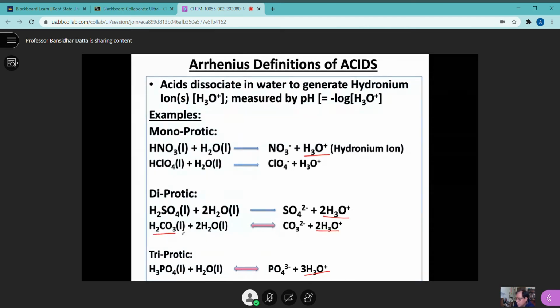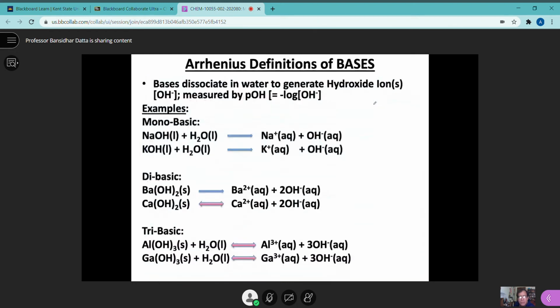We'll classify. I'll give you the list of weak acids and strong acids very soon, based on the dissociation. And how do you measure the concentration of hydronium ion? Negative log of the concentration of H3O+, the hydronium ion. Likewise, you can do the same thing with the bases. Bases dissociate into cation with its hydration shell and anion with its hydration shell. If one hydroxide ion comes from the base, it's monobasic. Two hydroxide ions from one molecule of base, dibasic. Three hydroxide ions from the base, tribasic.